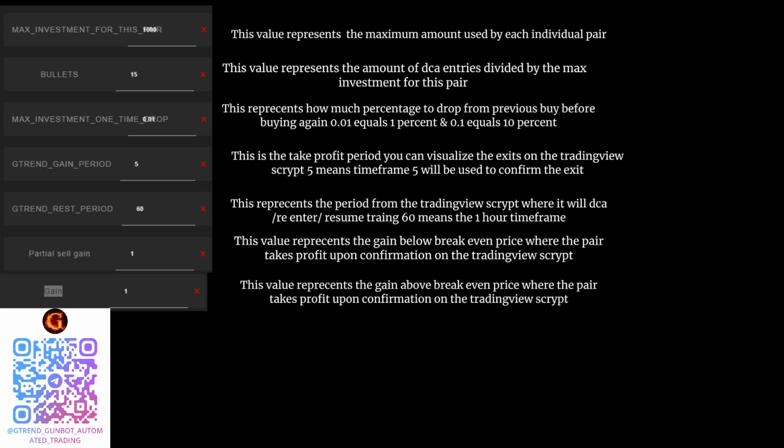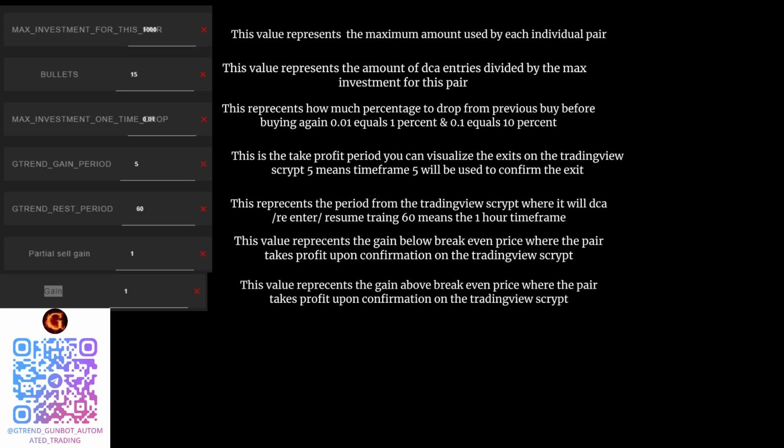Now, also the Gtrend rest period, this is the same, but this is for re-entries where we will DCA. So if the market is dropping, we will be using the 60-minute time frame in this example in order for it to re-enter again, in order for us to start scalping or DCA again on the market.